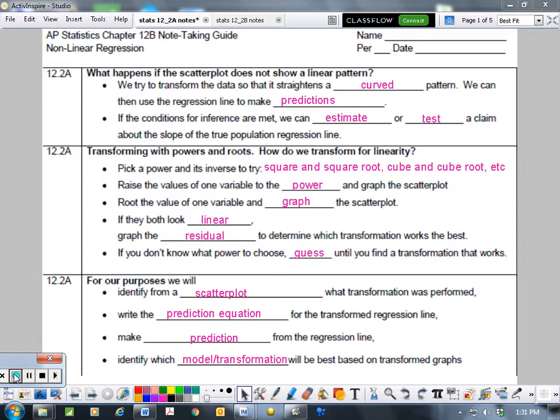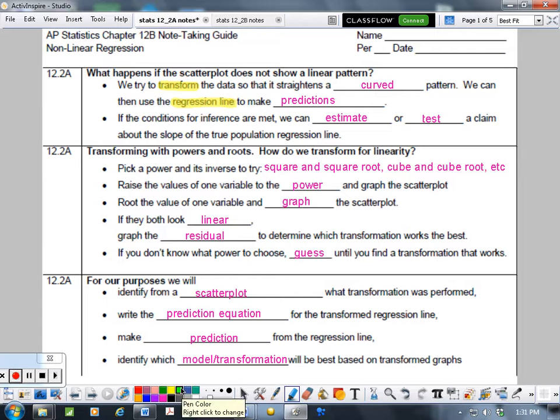Then what we try to do is what we call a transformation of our data. We transform the data so it straightens our curved pattern into a straight line. And once it's in a straight line, then we can use our regression line to help make predictions of what's going to happen. So if the conditions for inference are met, we can then estimate or test a claim about the slope of a true population regression line.